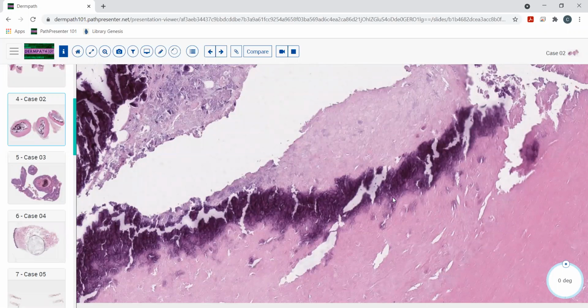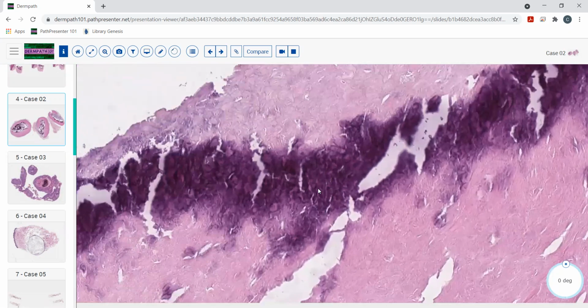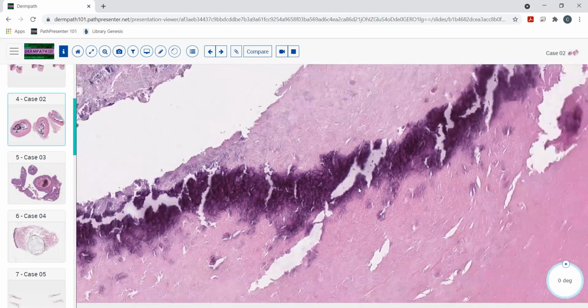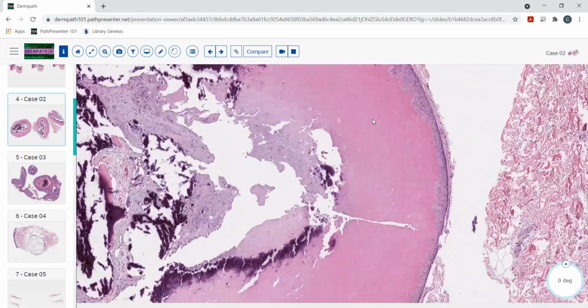And these lesions often will undergo calcification, and you can see that right here. This purplish crystalline material is calcium. So anytime you see this under the microscope, you know that it's calcium. Now, a lot of these don't calcify. They can, but they don't have to. So don't confuse this with the pilomatricoma, which we actually don't have an example of today.